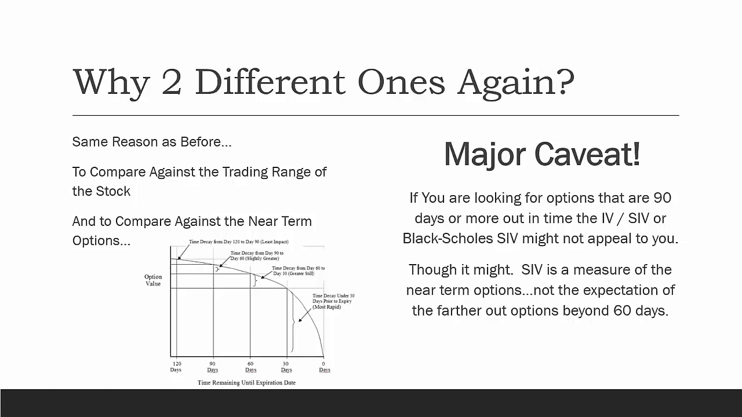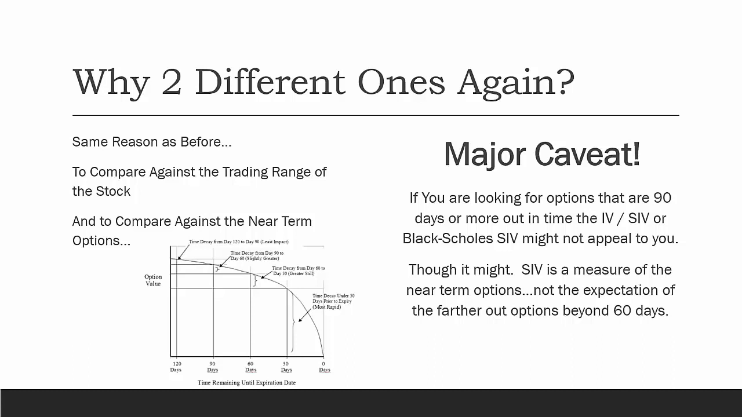I want to give a major caveat here. If you're looking for long options, that was Bernie's first part of the question, long options or vertical spreads, but you're looking to buy calls that are 90 days or 100 days out in time, the IV over SIV might not be the right one to use in that scenario, honestly, because it's looking again at options that are under 60 days out in time, or the next two expirations or so.